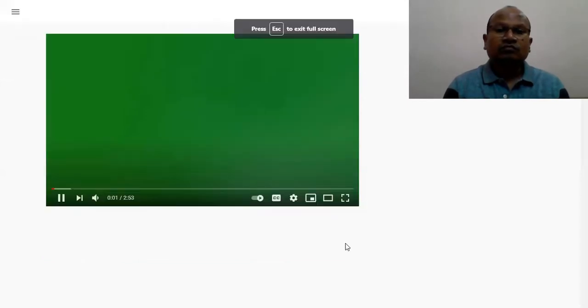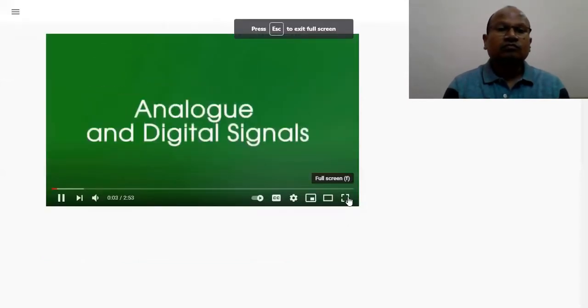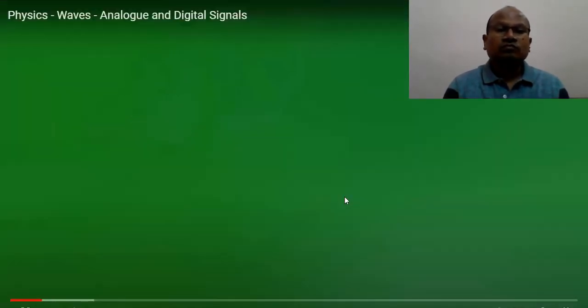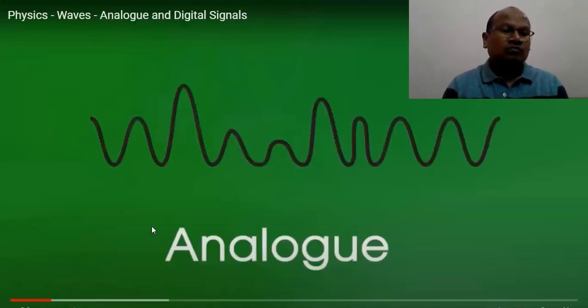Analog and digital signals. There are two different ways of sending information, either by analog or by digital signals. So what's the difference? Well, let's look at the analog signal on screen.